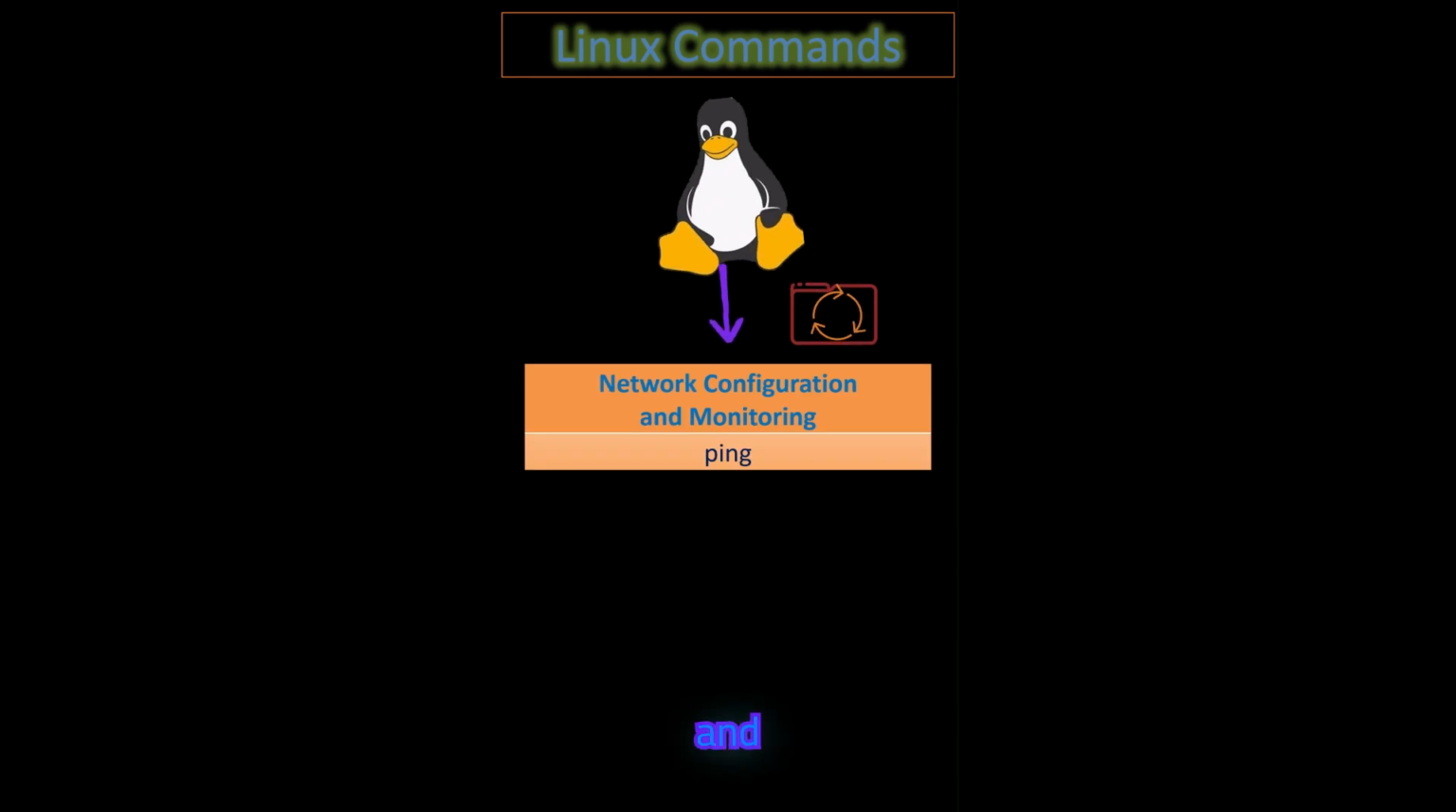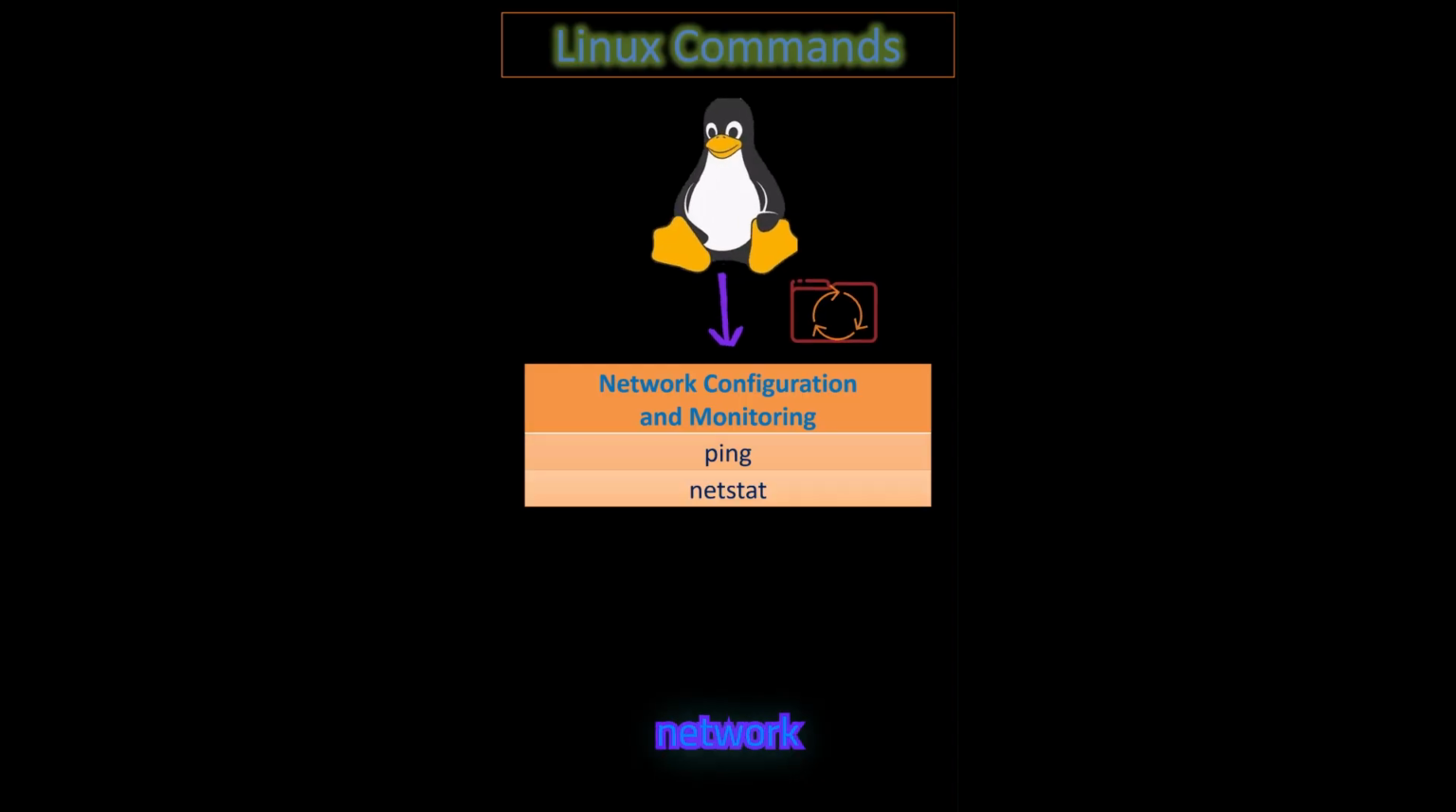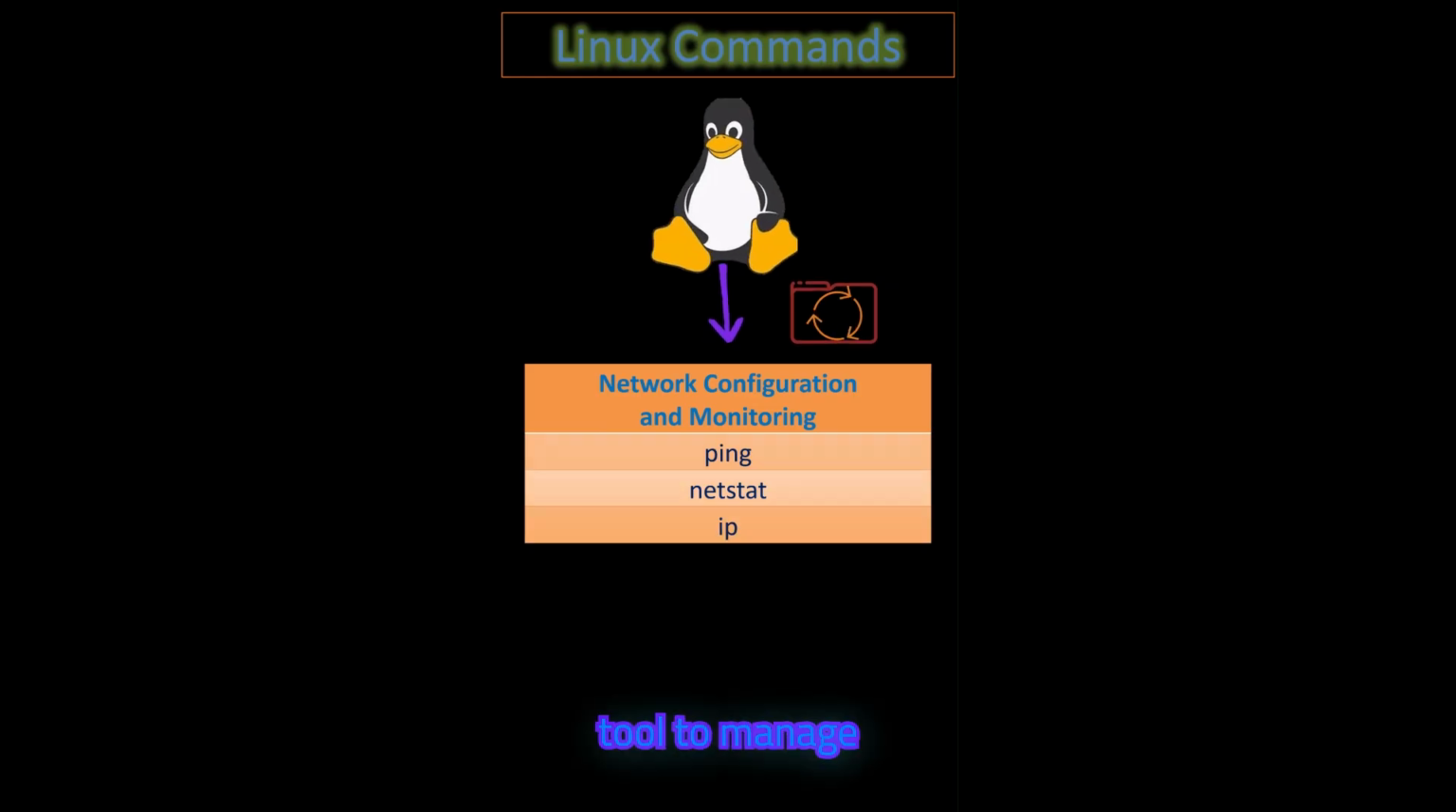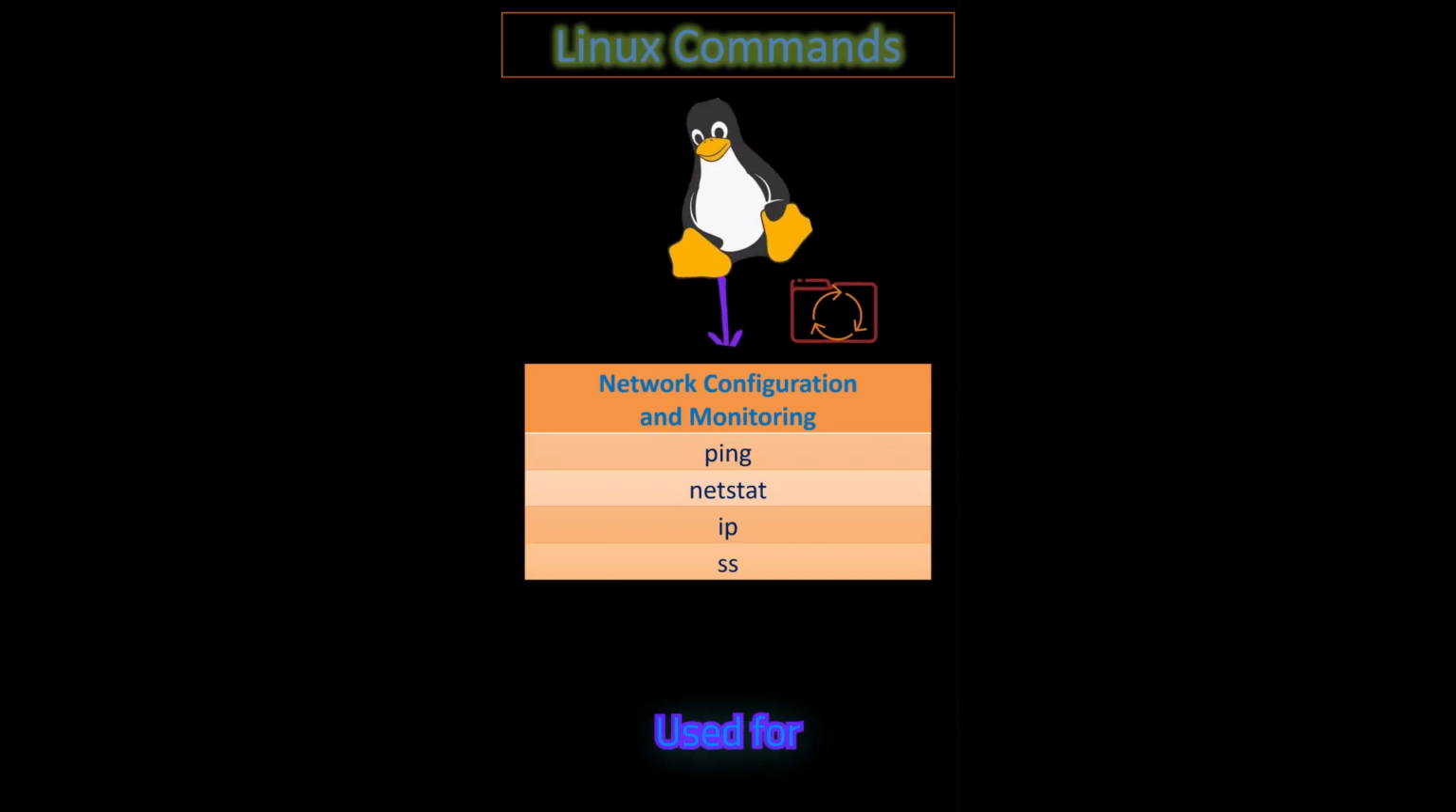Network configuration and monitoring. Ping sends ICMP echo requests to check connectivity to a network host. Netstat displays network connections, routing tables, interface statistics, and more. IP, a powerful tool to manage network interfaces, addresses, and routes. SS, similar to Netstat but faster and more detailed, used for network socket stats.